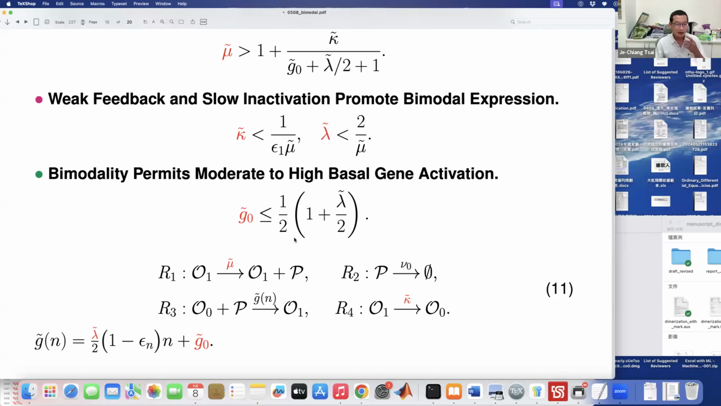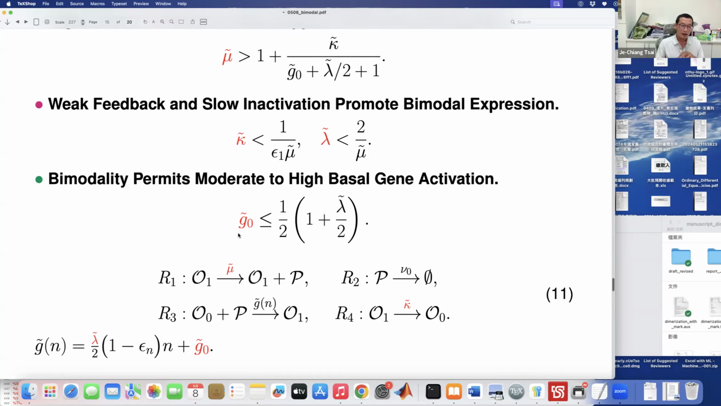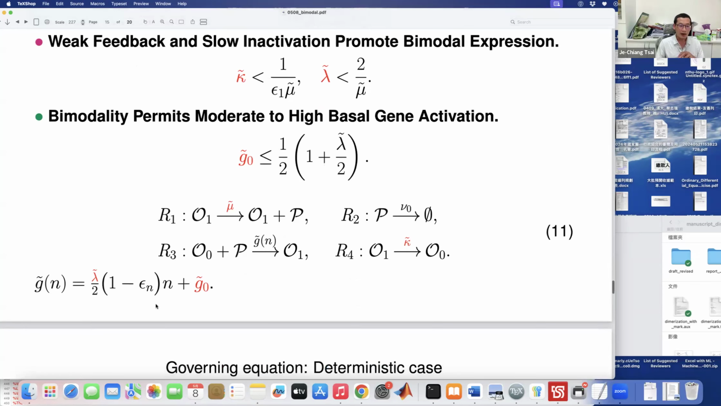And the final one is also not so clear but also interesting, because this one describes the basal activation. This activation function considers two parts. This part is contributed by the dimer, and this part is just a basal activation rate. So it should be on the order of 1 over the size. Again, if the size is too large, then you will not get bimodality.